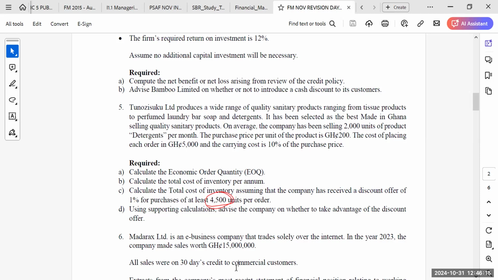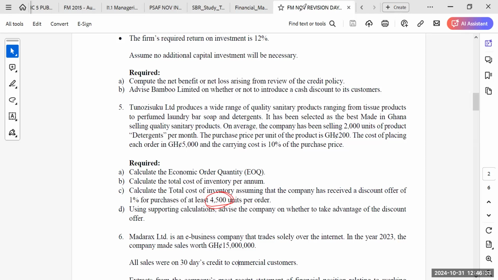So anytime that we want to send our workers there to bring some of the goods, how many quantities should they bring on every visit, so that transportation costs will be minimized and the storage costs will also be minimized. That's what we call the economic order quantity.